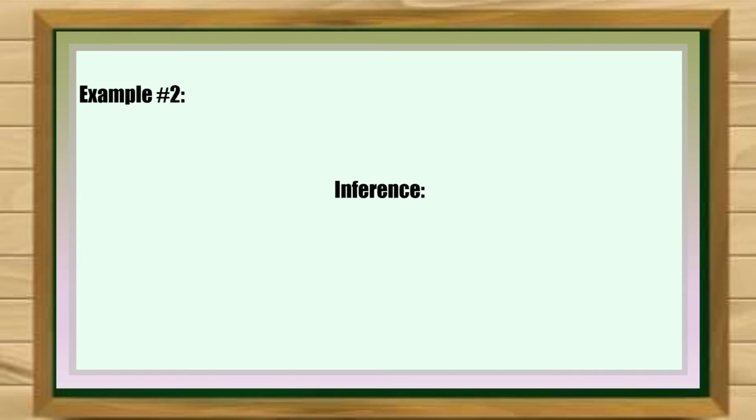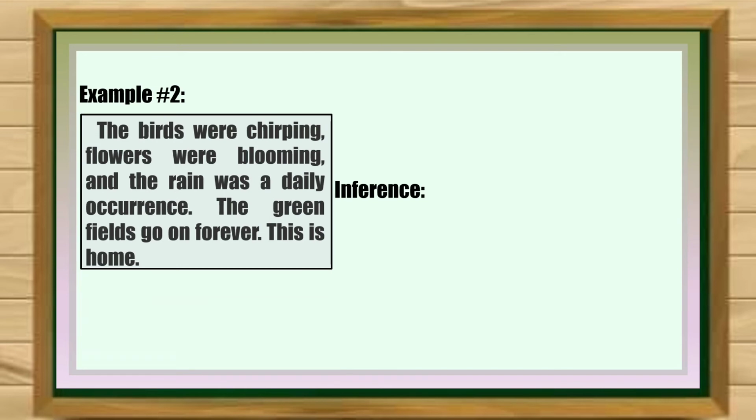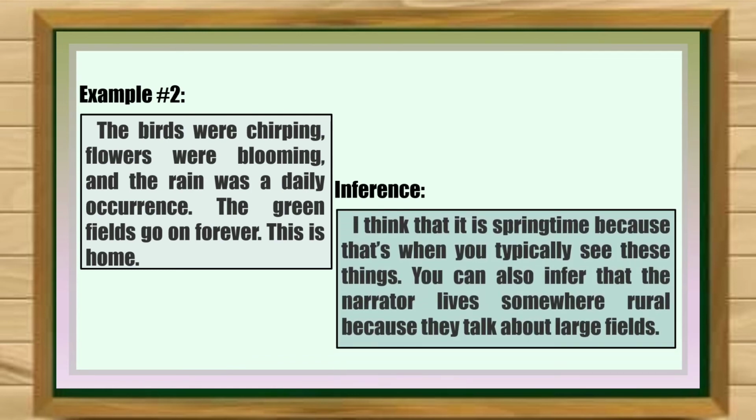Second example. The birds were chirping, flowers were blooming, and the rain was a daily occurrence. The green fields go on forever. This is home. Inference. I think that it is springtime because that's when you typically see these things. You can also infer that the narrator lives somewhere rural because they talk about large fields.